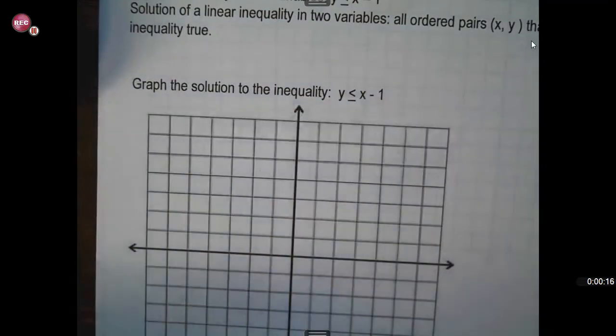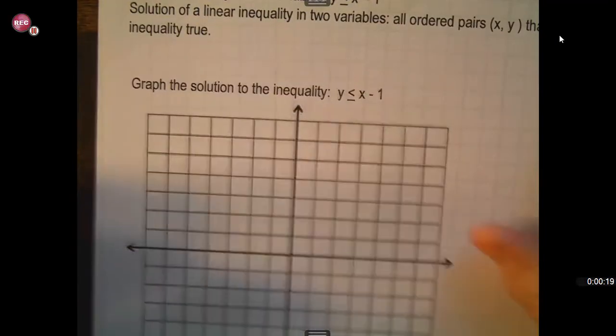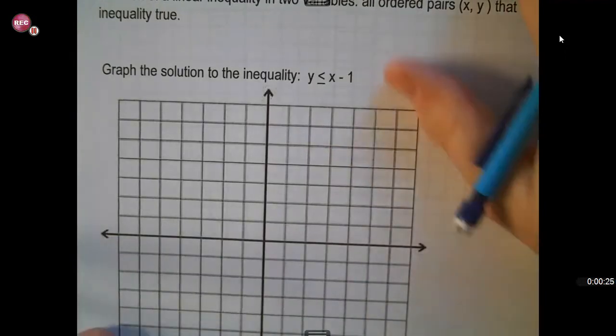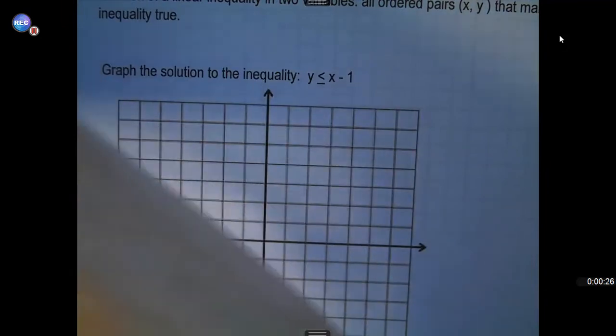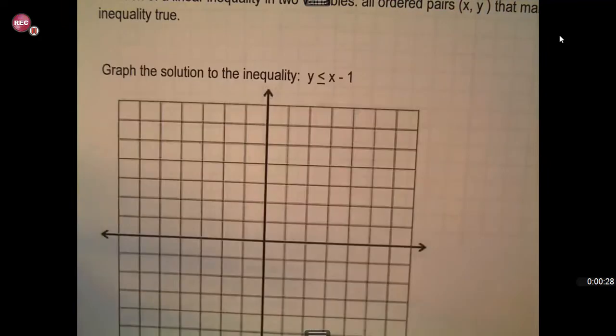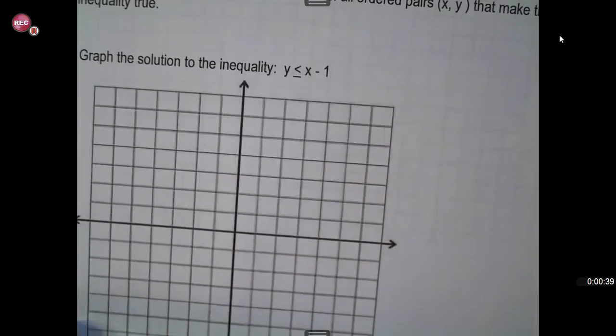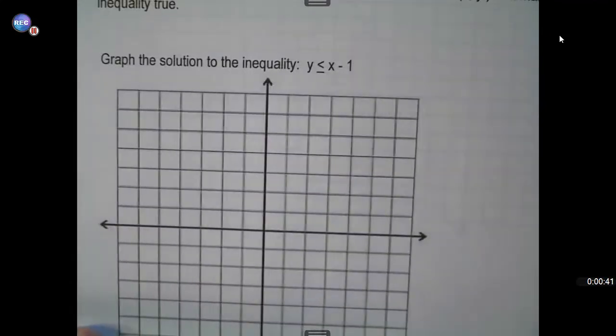Okay, we're going to work on graphing inequalities in two variables, which means that we're going to be graphing them on a coordinate plane. Just like we solve systems of equations by graphing, eventually in the next section we'll get to solving systems of inequalities by graphing, and it will be the best method, unlike equations.